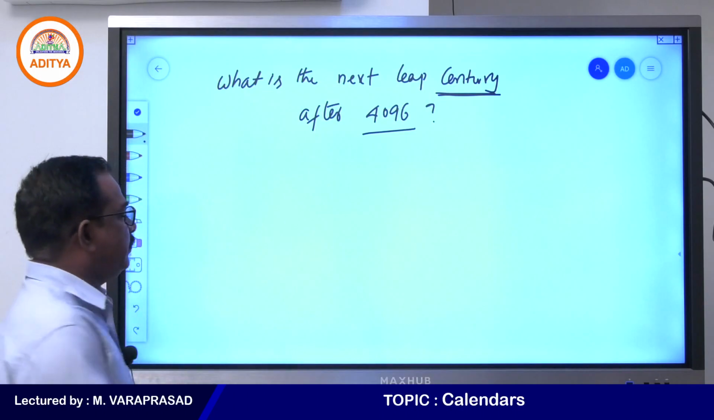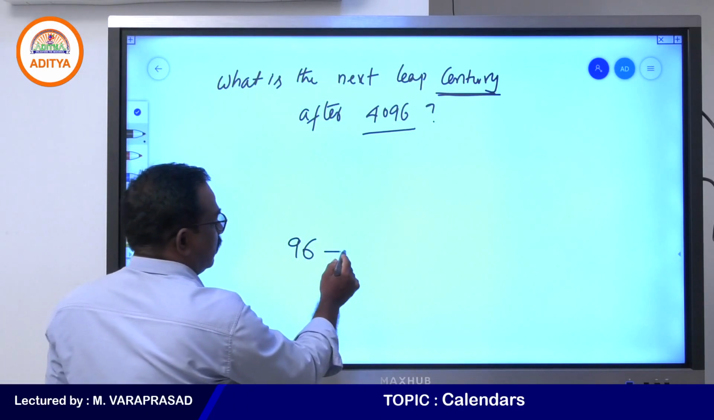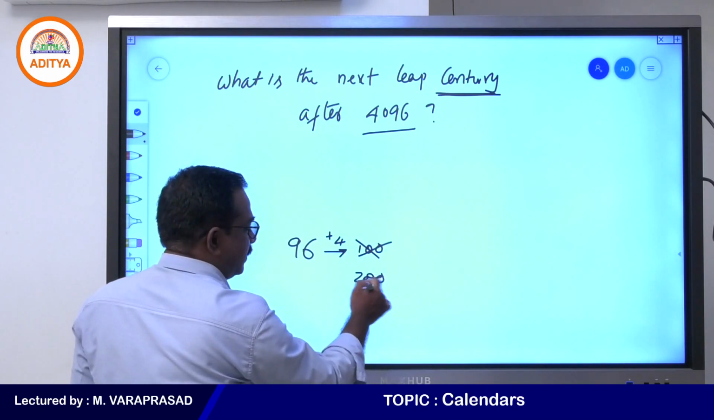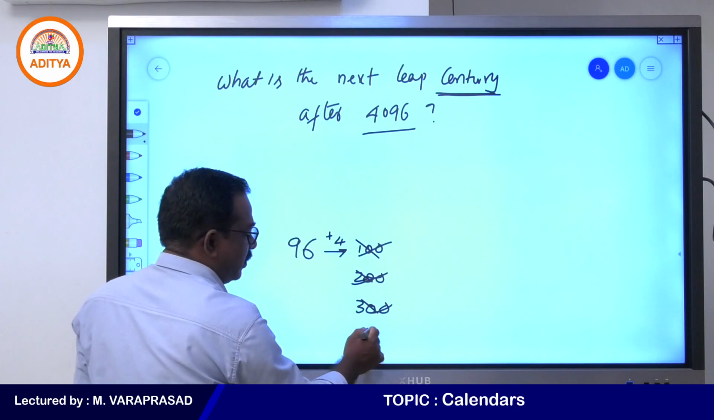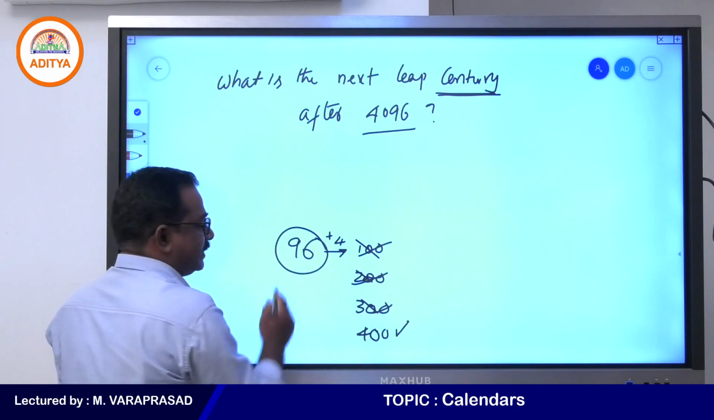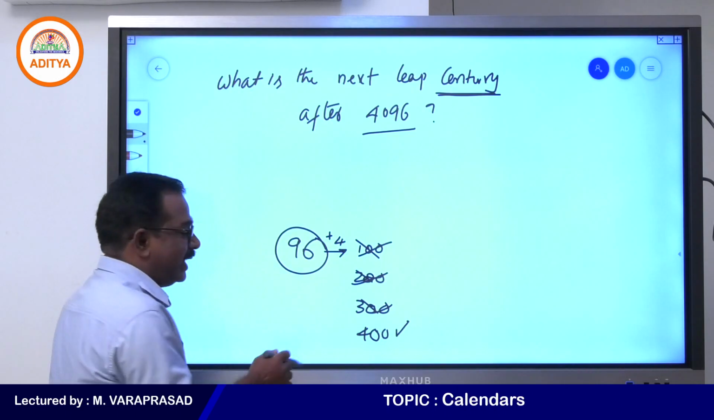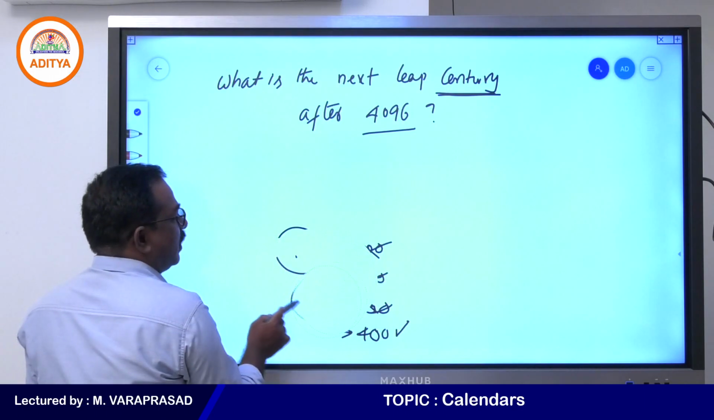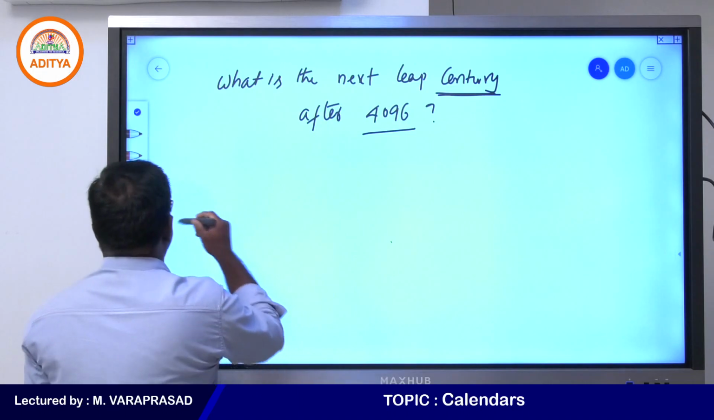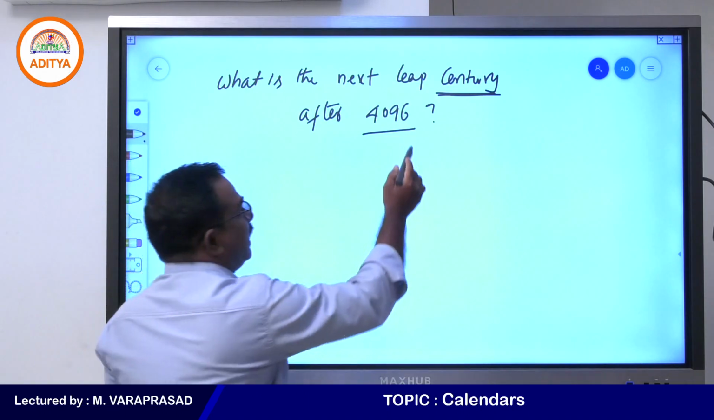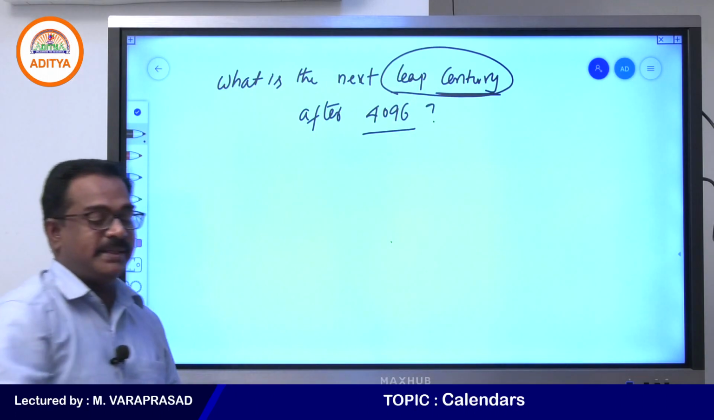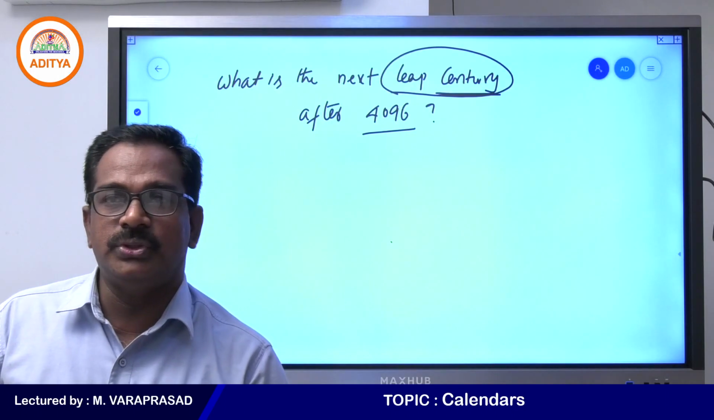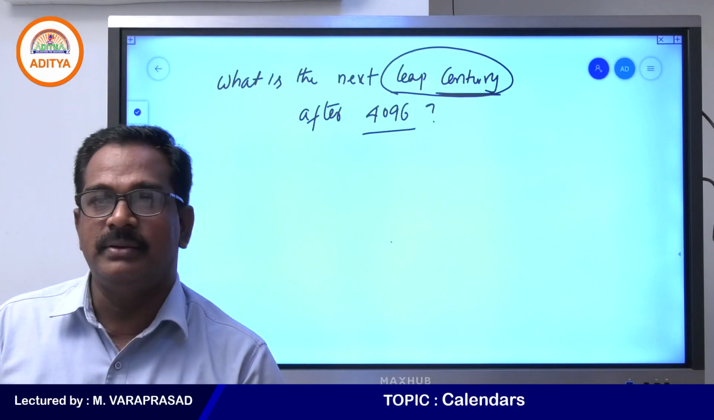I will give an example. Suppose you take the 96th year, plus 4 is 100, not a leap century; 200 is not a leap century, 300 is not a leap century, 400 is a leap century. After 96, if you take leap years in centuries, you are getting 400. So now my question, what is the leap century after 4096?